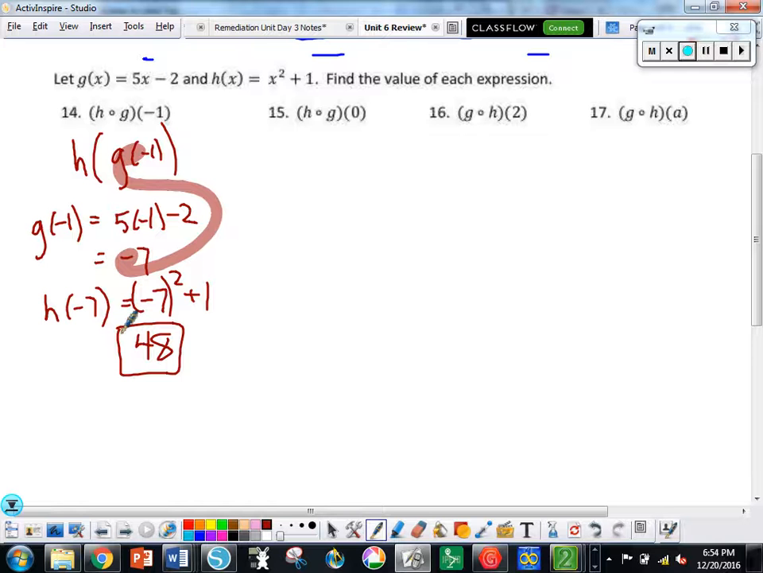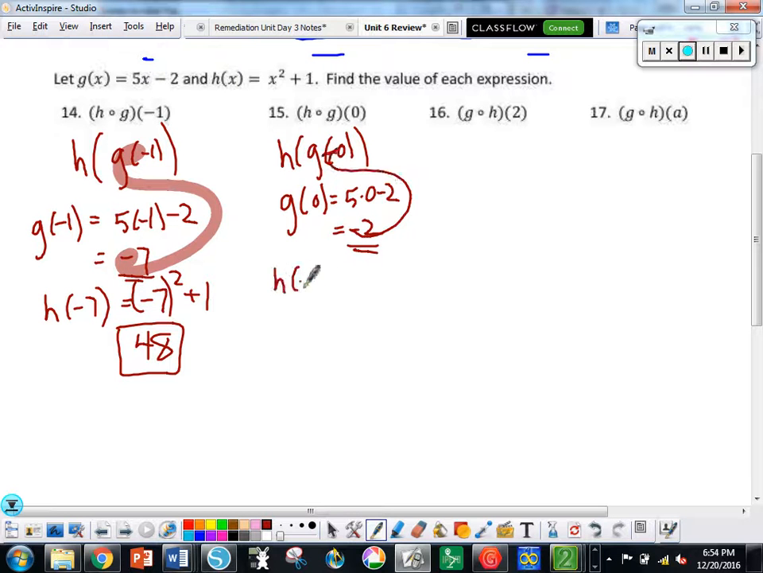Next one, h of g of 0. Well, g of 0 is 5 times 0 minus 2, which is negative 2. Take that negative 2, plug it in here. So h of negative 2 is negative 2 squared, 4 plus 1 is 5.